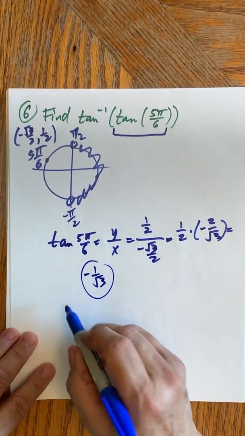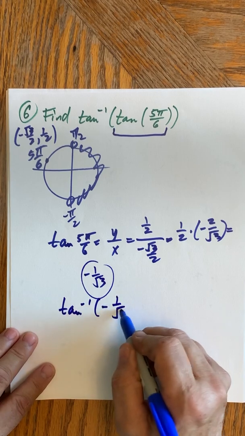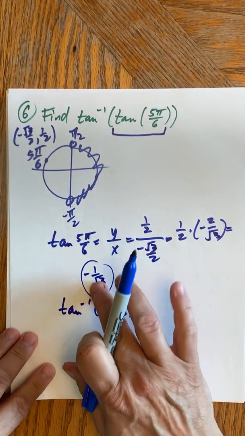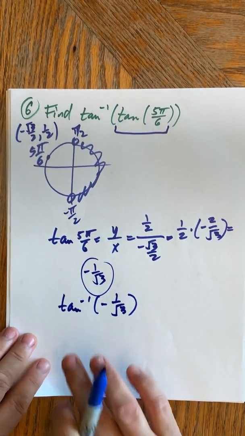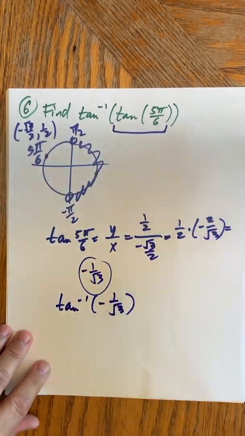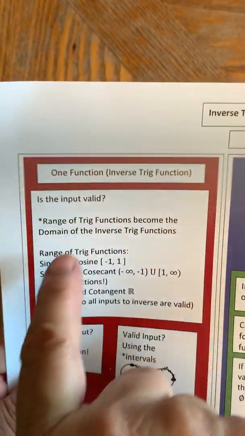So that means now I have to find the tangent inverse of negative 1 over square root 3. Because I just found all this to be negative 1 over square root 3, so I'm going to plug that in there. So now I went from a two function question down to one, and it's just a regular inverse question. So now we're here, and I got to check if it's valid. It is valid because we just did it.